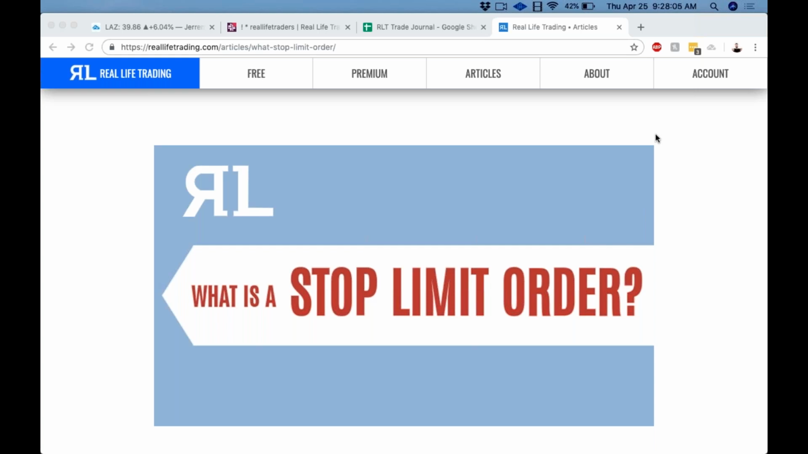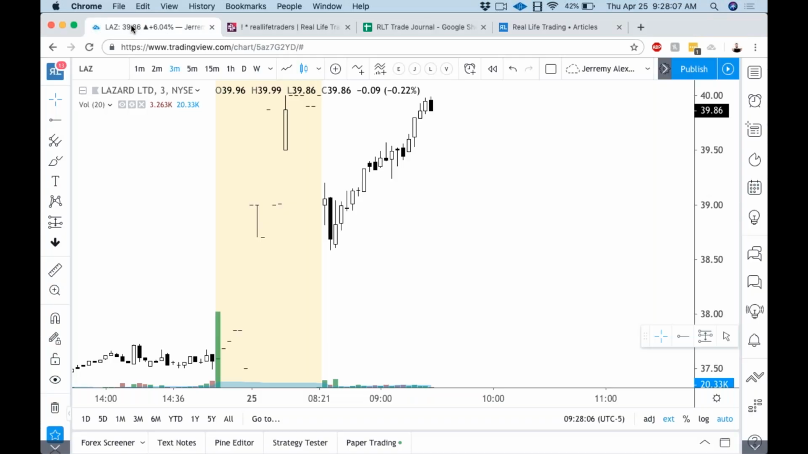So as far as stop limits, if you get triggered in before the stock hits your price, Alexandra, you are doing something incorrect. Because with a stop limit, it will only trigger you in if the stock price hits that level.